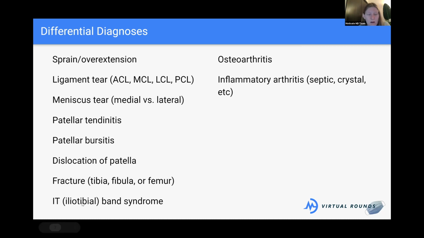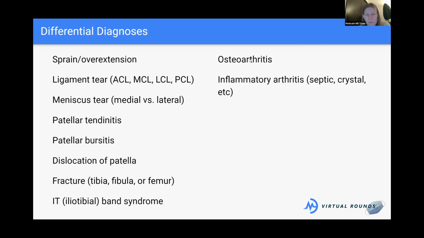Some other things, so IT band syndrome or the iliotibial band. This might not be as gross knee pain or as sudden onset as this patient who had a definitive injury and it happened one day ago, but this is more of an overuse injury, especially in runners, where down the outside of your thigh, you have this really large, big ligament, and that's called your IT band, and you can have just irritation of that.